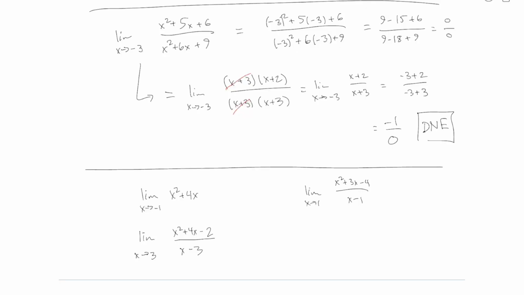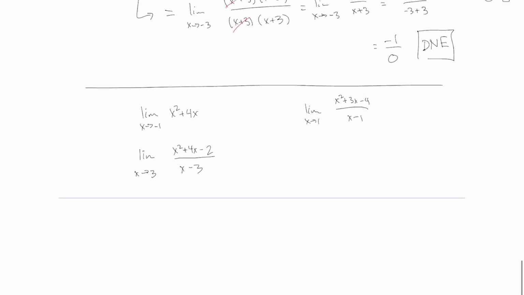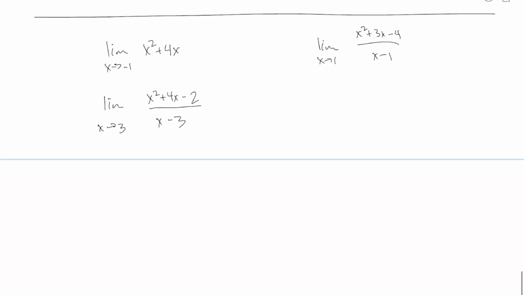All right, can we talk about these? I don't know if everybody's finished yet, but it's all right. Most people seem to be doing good. So the first one actually is quite straightforward. All you got to do is just plug the value in. You get -1 squared plus 4 times -1, which is 1 minus 4, -3. I hope everybody agrees. The first one is -3.